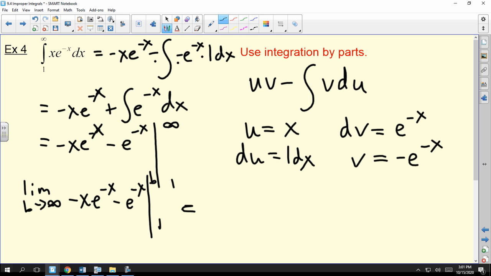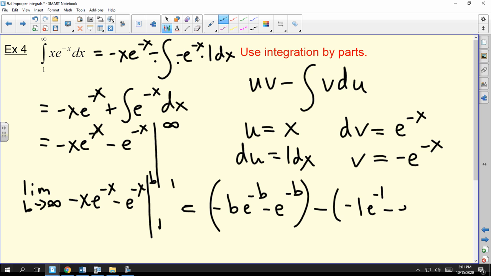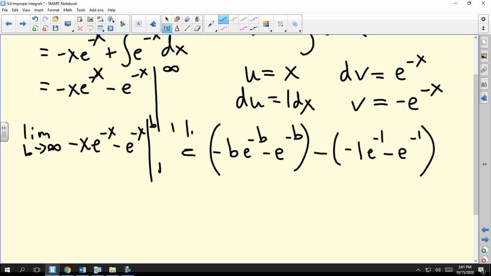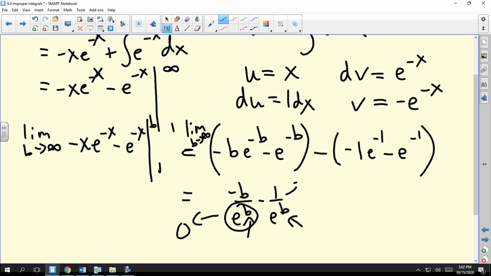And here's what I get. So I've got negative b e to the negative b minus e to the negative b minus negative 1 e to the negative 1 minus e to the negative 1. See what happens on this thing as b, limit as b goes to infinity. What's going to happen here? We've got negative b over e to the b minus 1 over e to the b. Each of these as b goes to infinity, this is going to grow faster, so that thing will go to 0. This thing will go to 0.